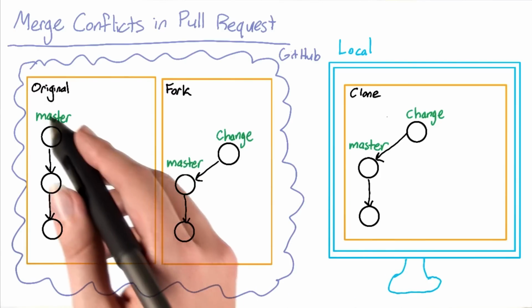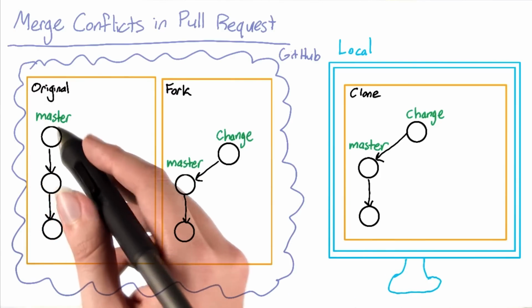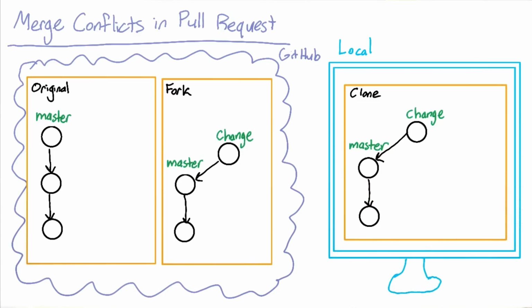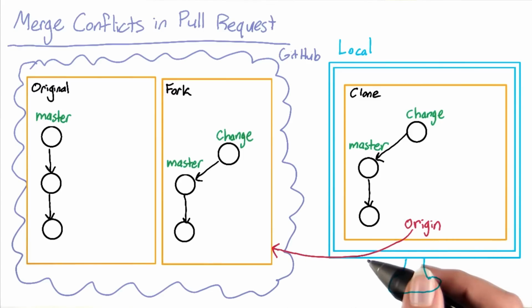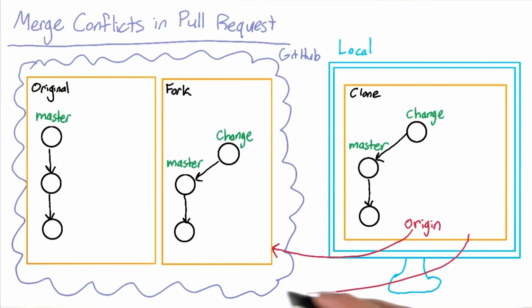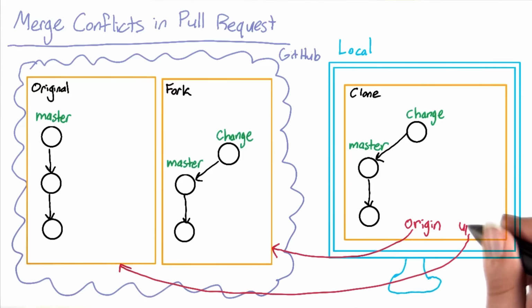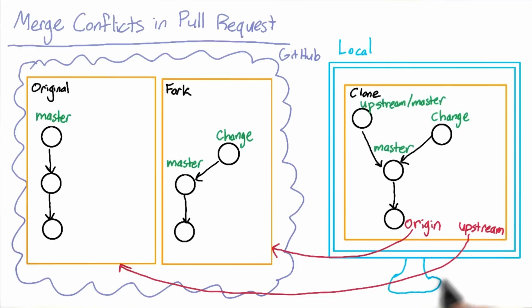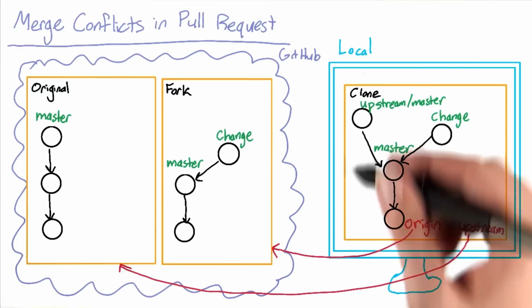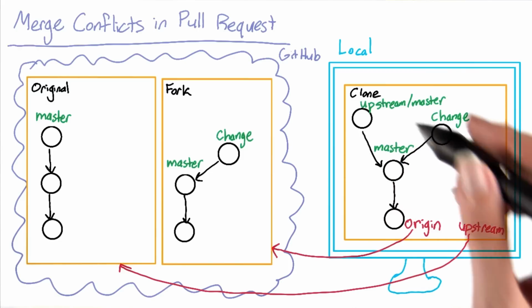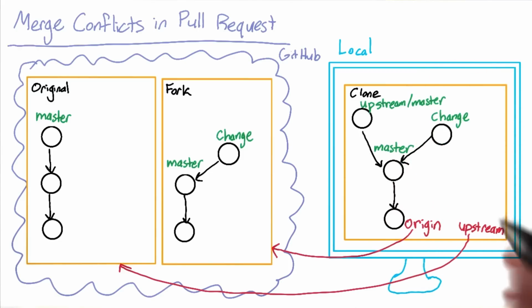To do that, you'll need to get the conflicting changes from the original repository into your local repository, which you can do by adding a remote. Recall that you already have a remote set up called Origin that points to your fork, but you'll still need to add a remote that points to the original repository. And many people name this remote Upstream. Adding and fetching the Upstream remote will add branches like upstream/master into your local repository, so that you can merge the Upstream branch with your local branch.